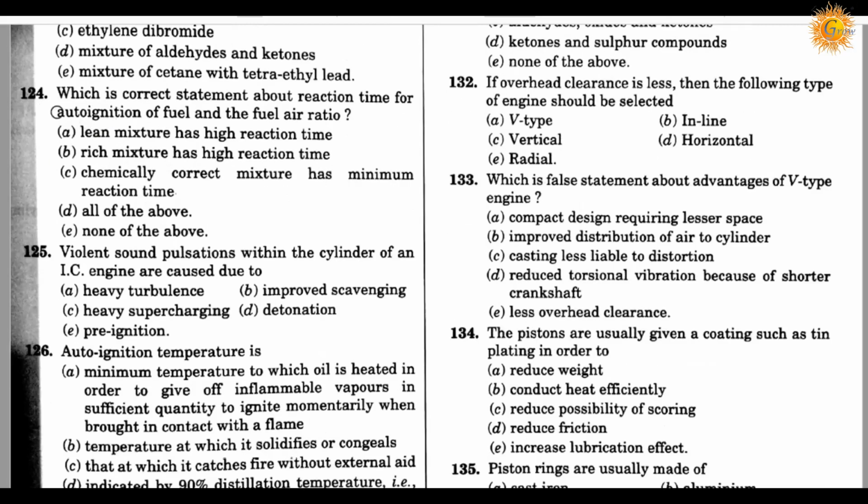Question number 124. Which is the correct statement about reaction time for auto ignition of fuel and the fuel air ratio? Option A, lean mixture has a high reaction time. Option B, rich mixture has a high reaction time. Option C, chemically correct mixture has a minimum reaction time. Option D, all of the above. Option E, none of the above. Correct answer is D, all of the above.